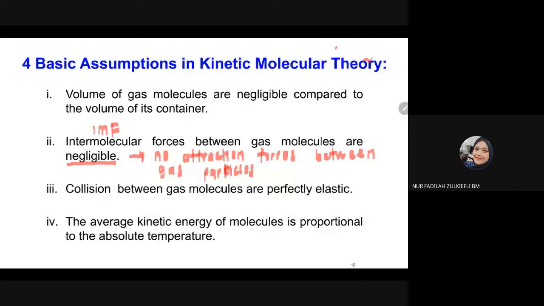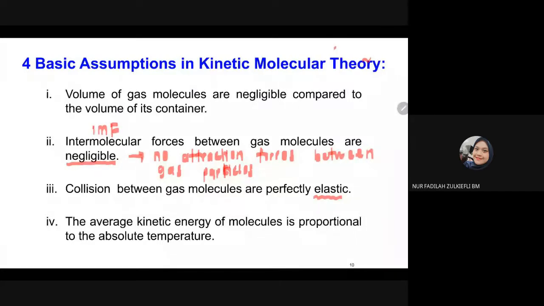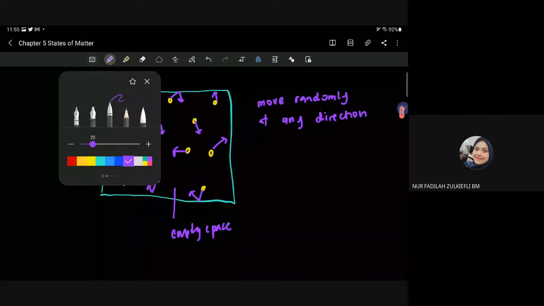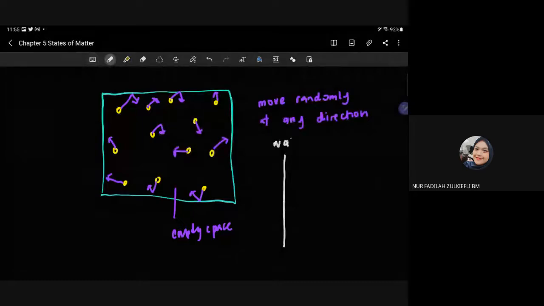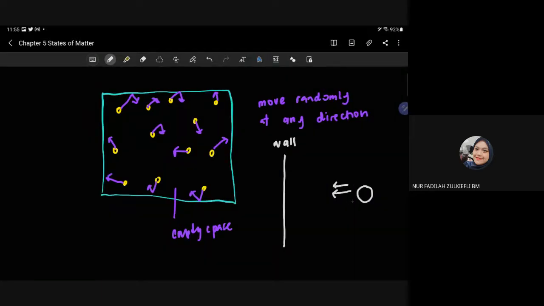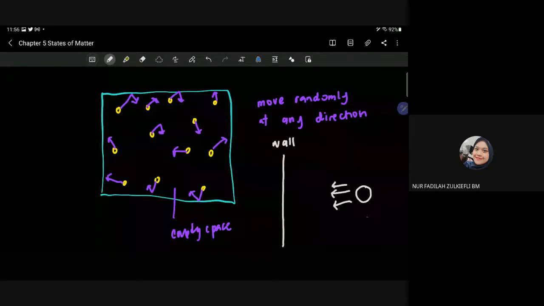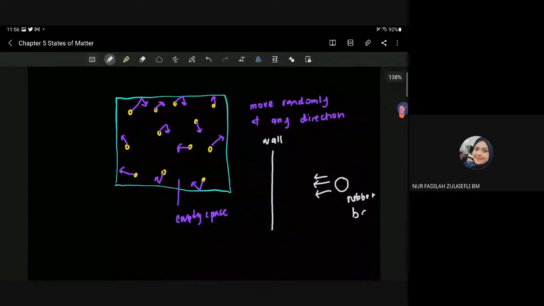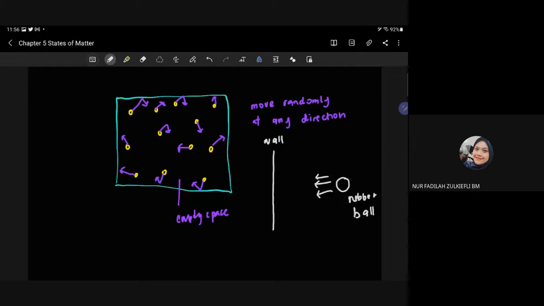Okay, what do you understand from the word elastic? No forces. Okay. Dia akan melantun balik kan? Betul tak? Kalau tak clear, contohnya if I have, okay, let's say this is the wall. Okay, this is the wall. And then kita ada rubber ball. Okay, and this rubber ball is moving at this direction with specific motion and also velocity. Okay, ini adalah rubber ball. So bila rubber ball ni hit the wall, what will happen kalau ini adalah elastic collision?